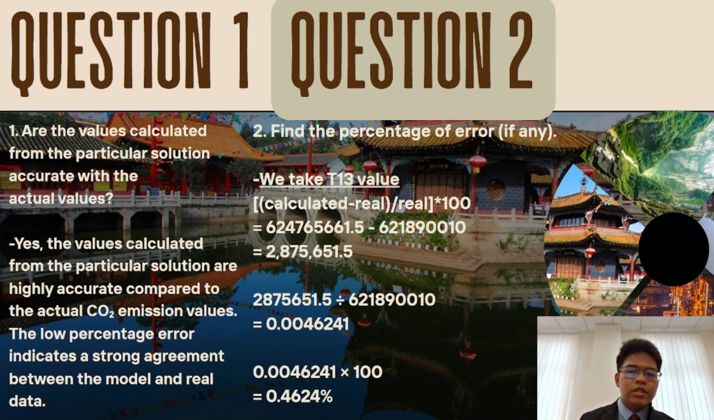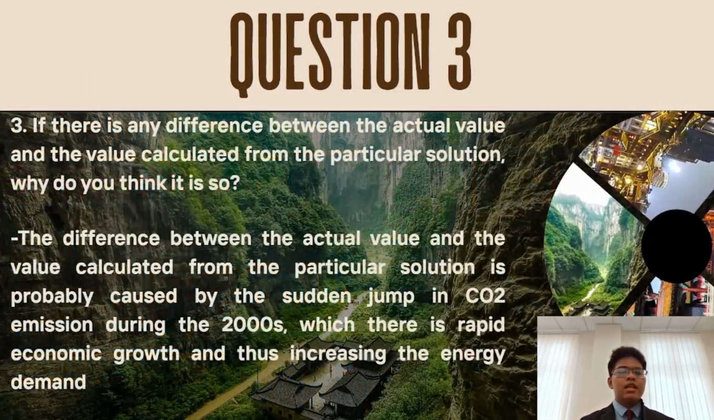Let's move on to the next question. If there is any difference between the actual value and the value calculated from the particular solution, what do you think causes it? The difference may actually be caused by the sudden jump in the CO2 emission during the 2000s. This is maybe because there was a sudden demand in energy production, thus making the CO2 emission higher during the year.